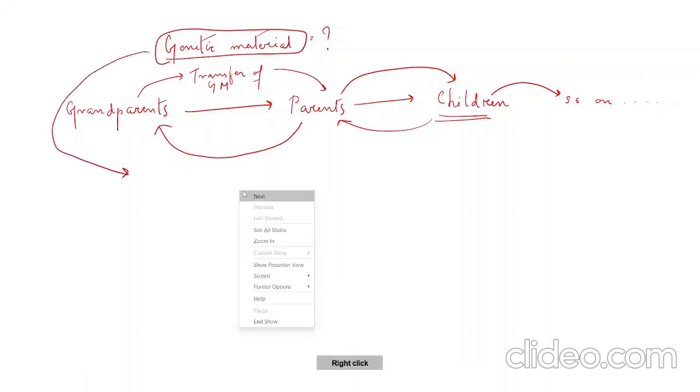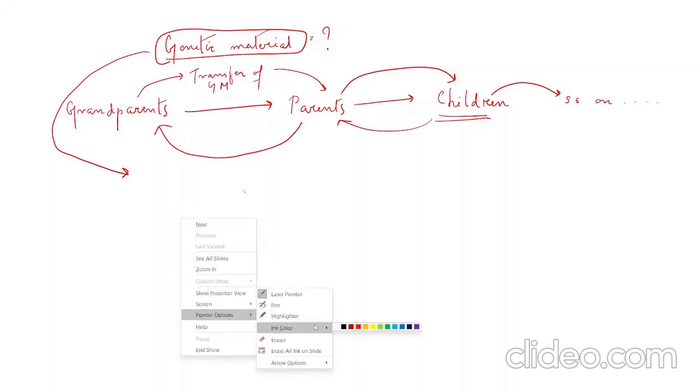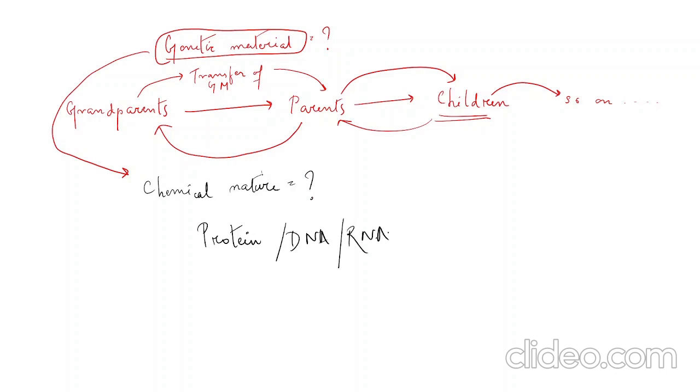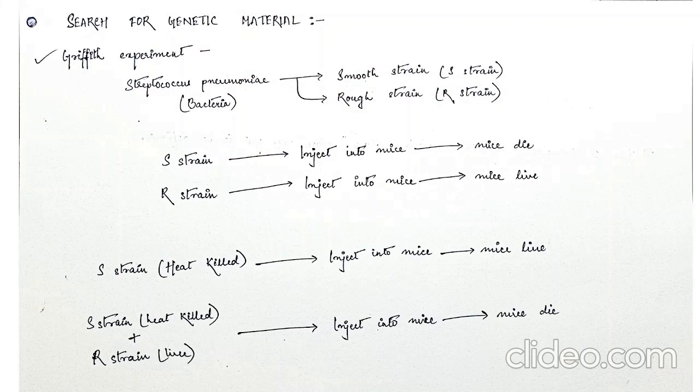So, what was the chemical nature? Scientists basically tried to figure out the chemical nature. They thought it could be either protein, it could be DNA, or it could be RNA. But they had no clue which one of these three was actually the genetic material. So in order to find out, there was a scientist, Frederick Griffith, who carried out a series of experiments.